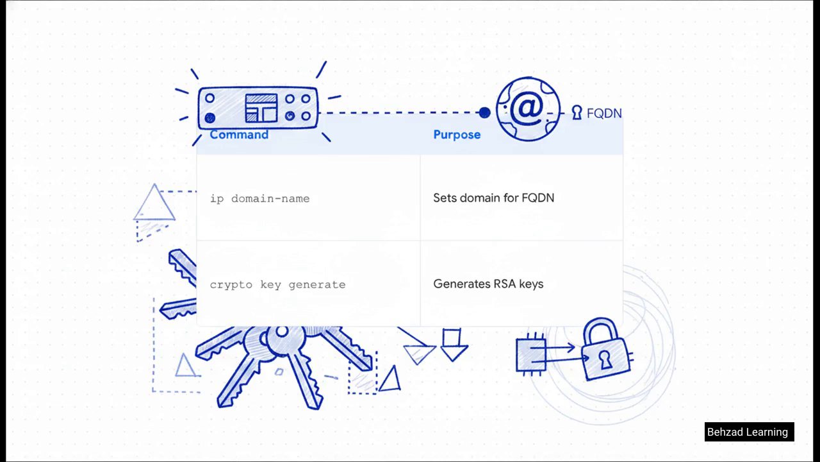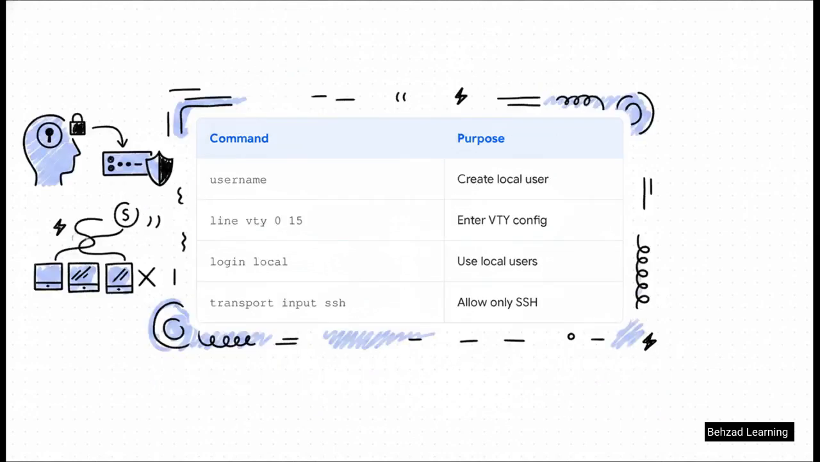Next, we type ip domain-name example.com. What happens here is the switch seamlessly combines the host name and domain name to create a fully qualified domain name, sw1.example.com. Now for the really cool part, we type crypto key generate rsa. The switch takes that domain name and uses it as a mathematical seed to generate the public and private encryption keys that are required to safely encrypt our SSH traffic. It's like magic.